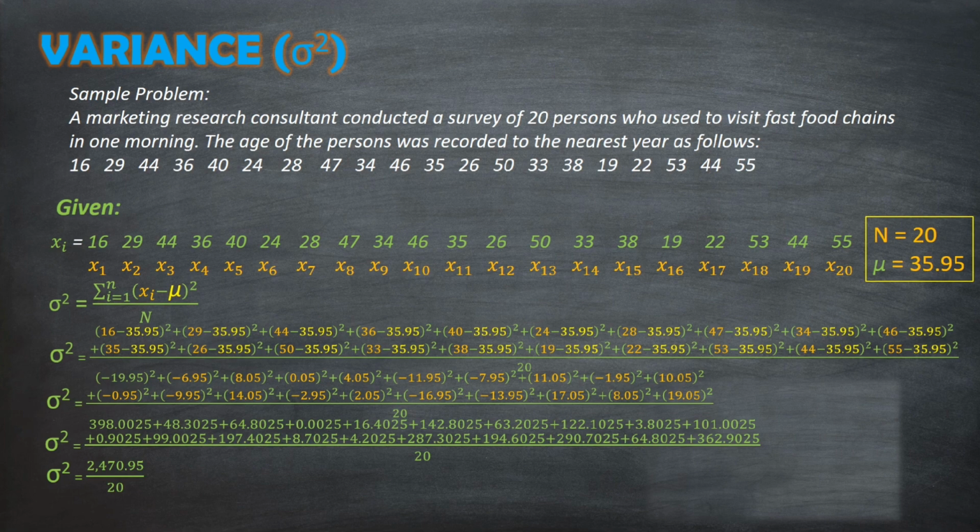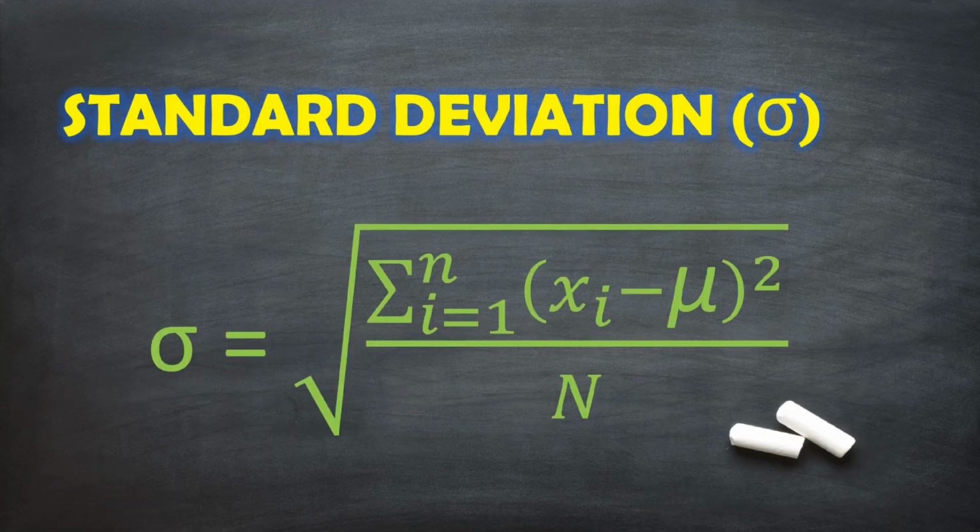Now that we have the sum of the squares of the difference of x sub i and μ, which is 2,470.95, we divide it by our population size, which is 20, to find our variance. Our variance, everyone, is 123.5475. That's how easy it is to solve for the variance, as long as you labeled your x sub i's first before you find your population mean and also your variance.